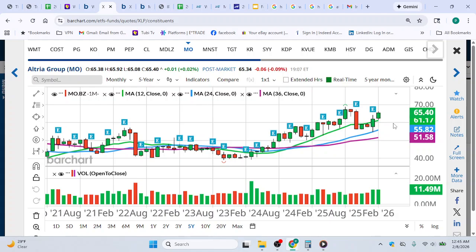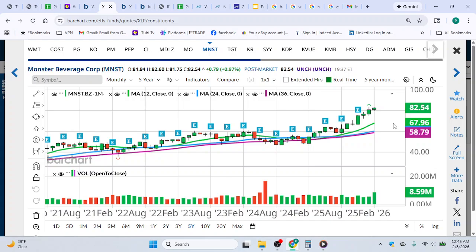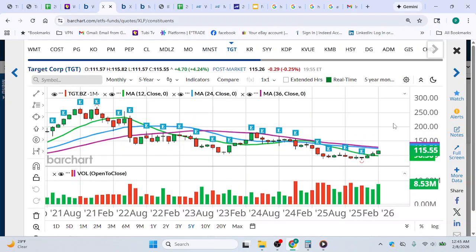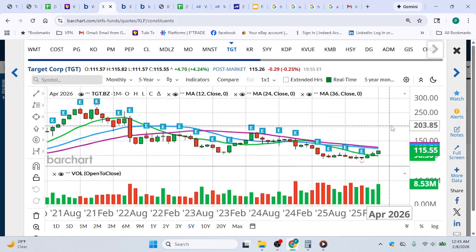Altria Group looks pretty good. Looks very similar to Coke and Procter & Gamble. Monster Energy, still in a nice uptrend. Extended on the chart, but still in an uptrend. Target, major downtrend. Looks like maybe that downtrend is nearing the end, but still kind of trading there towards or below the moving averages. So that would be a watch.